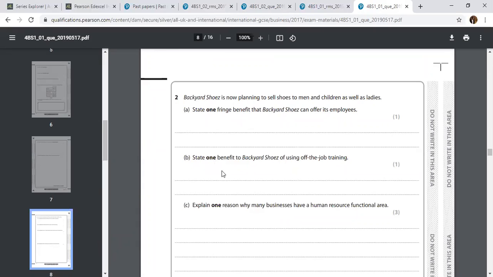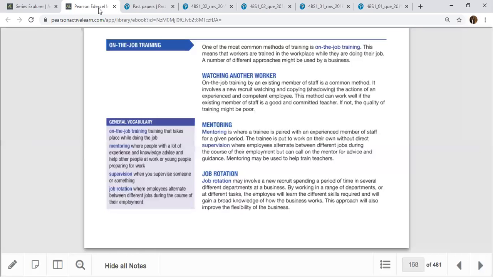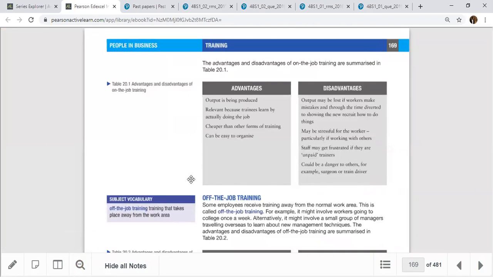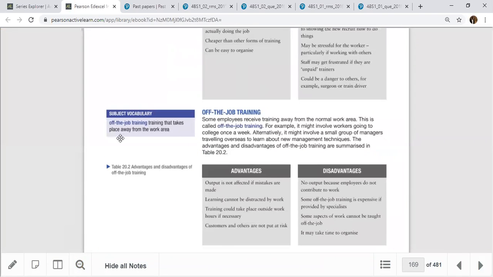So off-job training benefit. One benefit of off-job training. Today we are going to talk about this concept. Off-job training means you are not working inside the organization; training is given outside the organization. We can define it as off-job training. You can see, training that takes place away from the work area, I call off-job training.